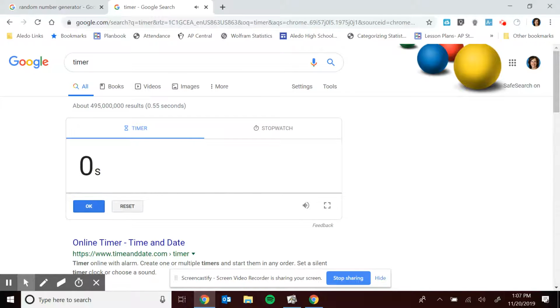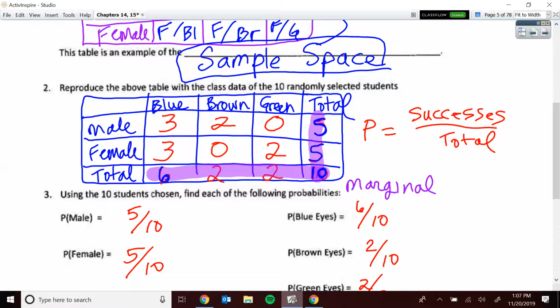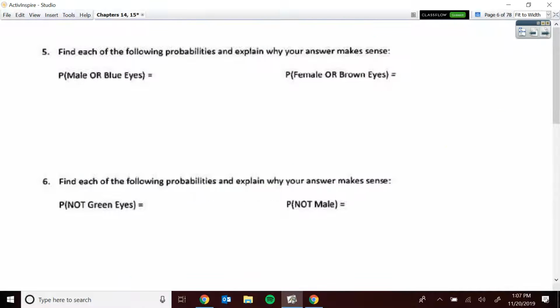Okay, time is up. Let's see how you did. I heard some good discussion, because apparently we do not have disjoint events. For example, in order for male and blue to be disjoint events, that would mean there's what? No males who have blue eyes. And we have that, so not disjoint. So how are we handling that?